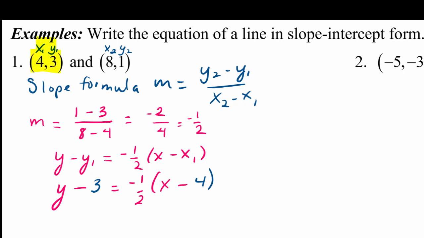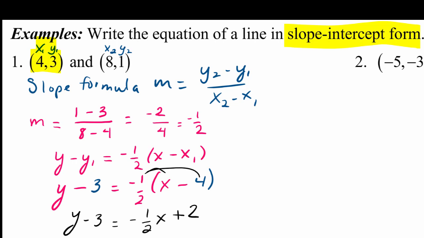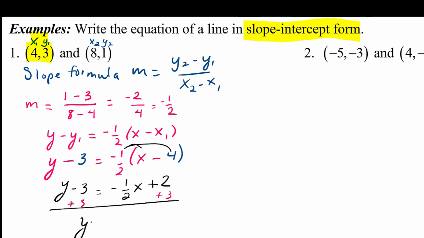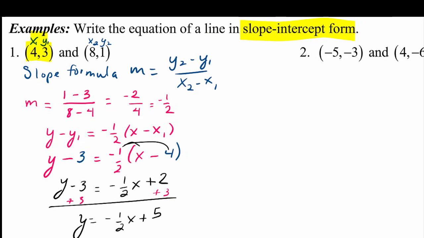Again, I'm using the point that was given in the problem. Now they do want our final form to be slope-intercept form, so we have some more work to do here. We'll go ahead and distribute next. And we get y minus 3 equals negative 1/2 x, and then these two negatives multiply to a positive, and 1/2 of 4 is the number 2. So now we will add 3 to both sides of the equation, and our equation in slope-intercept form is y equals negative 1/2 x plus 5.